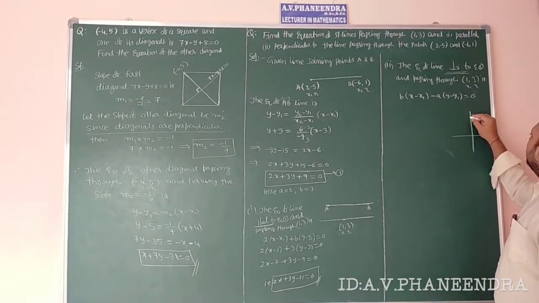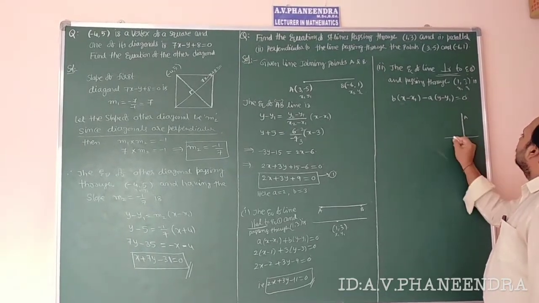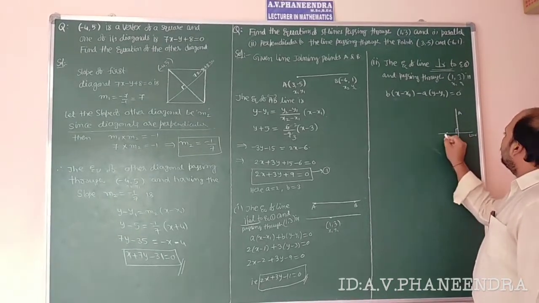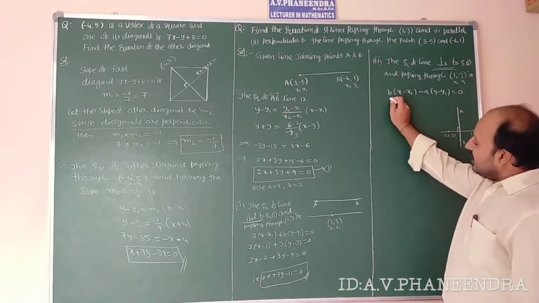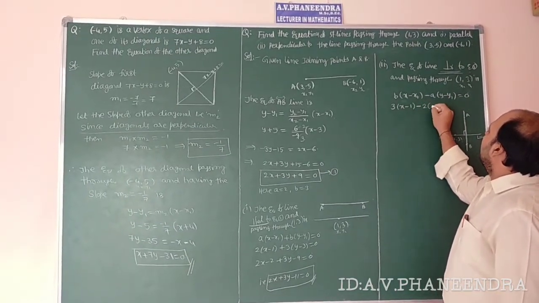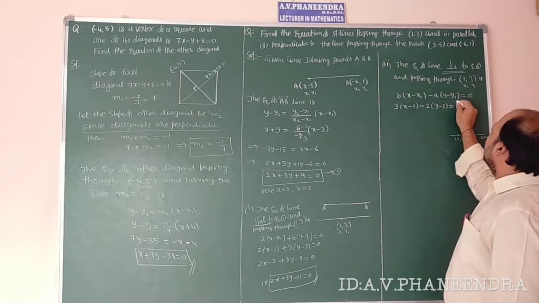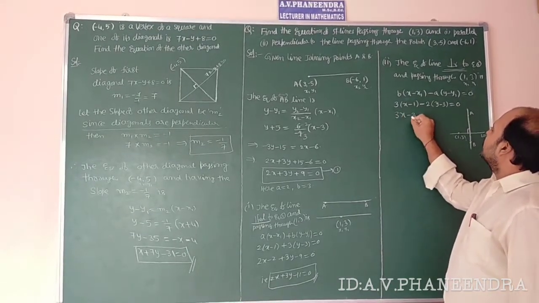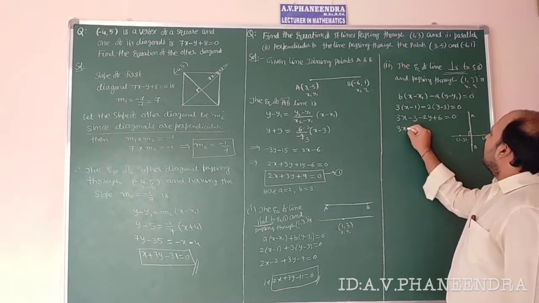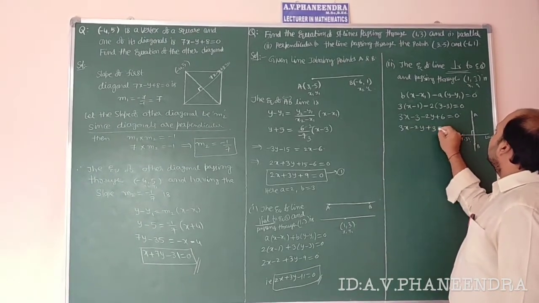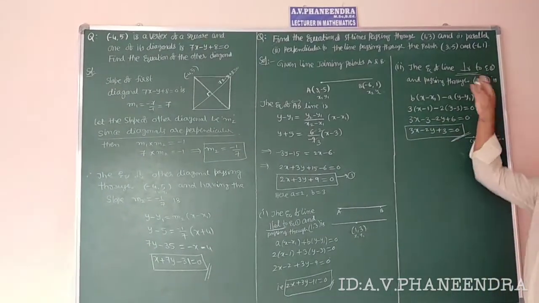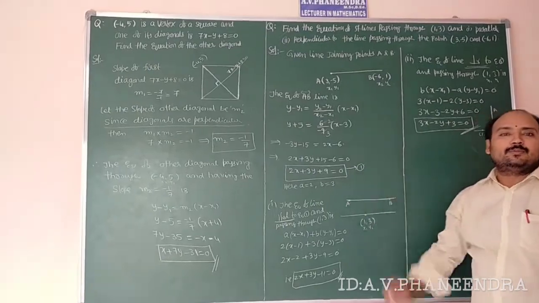This is line AB. This is the required line, L equal to 0, which is perpendicular, passing through which point? (1, 3). So b value is 3 into (x minus 1) minus a value 2 into (y minus 3) is equal to 0. 3x minus 3 minus 2y plus 6 is equal to 0, so 3x minus 2y plus 3 equal to 0. This is the required line passing through (1, 3) and perpendicular to the line AB.